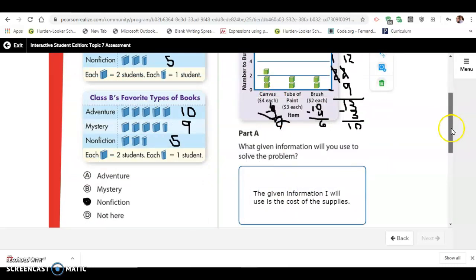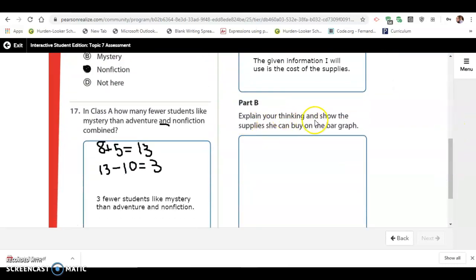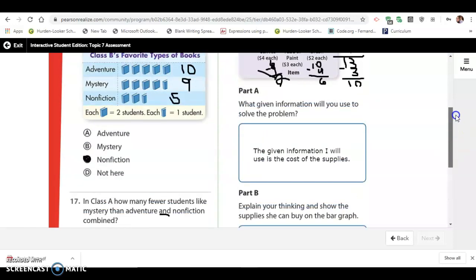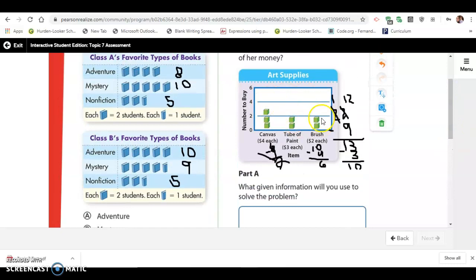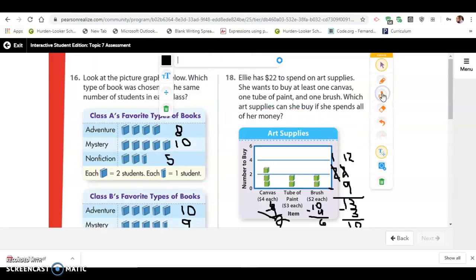And now I have 1 more question left. B, explain your thinking and show the supplies she can buy on the graph. So we already filled in the supplies on the graph, and we kind of already explained our thinking. So now I'm going to type out my explanation. So I'm going to start by saying she needed to buy at least 1 of everything.